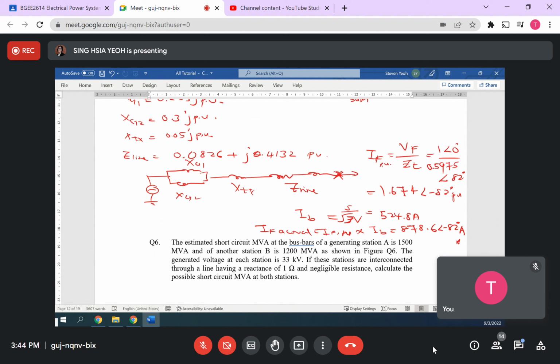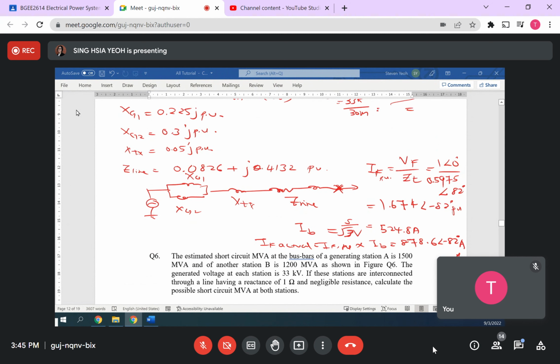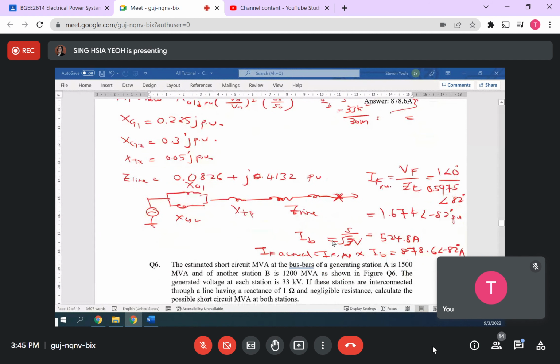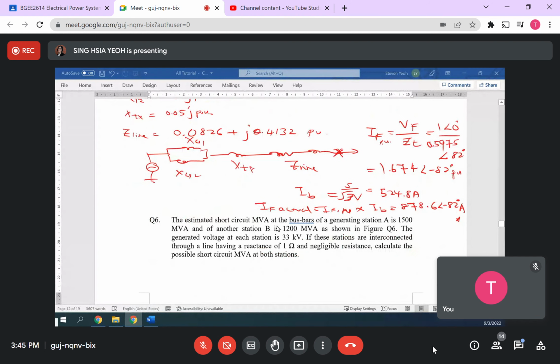You okay? This is considered the easier way. If you're okay, any question? This one is the PU value, IF PU, just the Ohm's law. Then find the base, and then your actual value will be the PU times with the base. If you're okay, then we go to question 6.